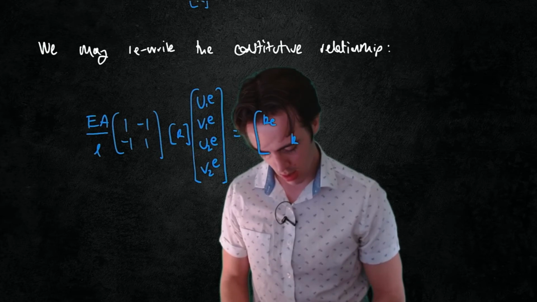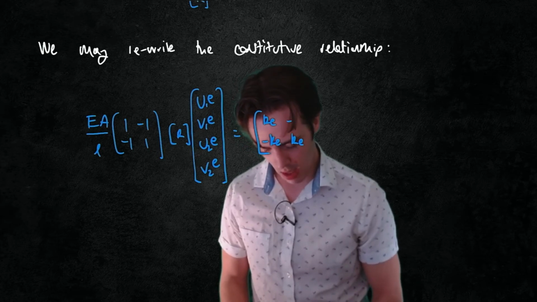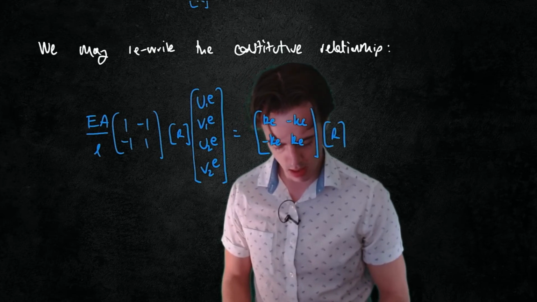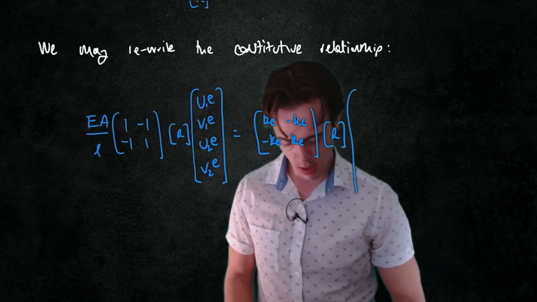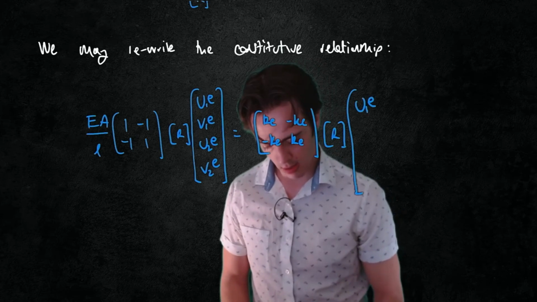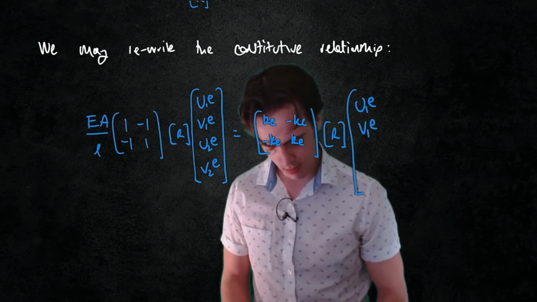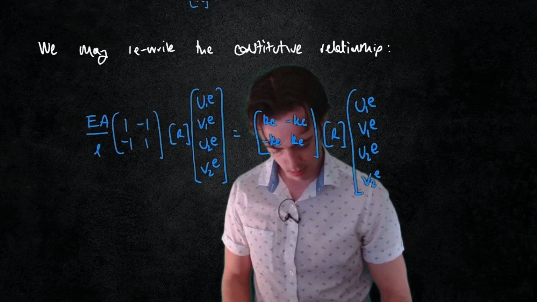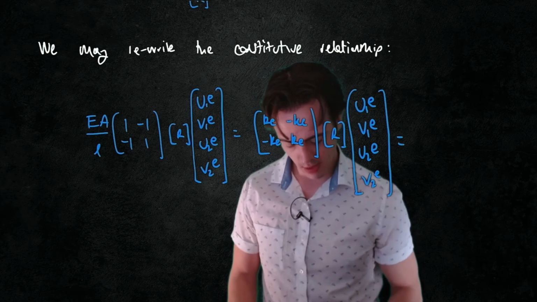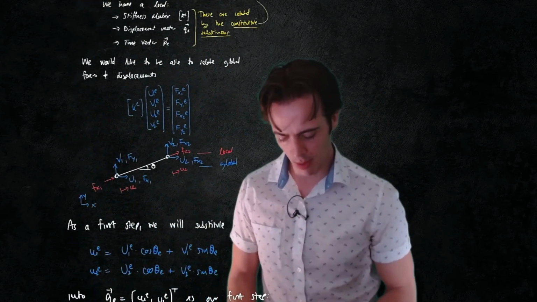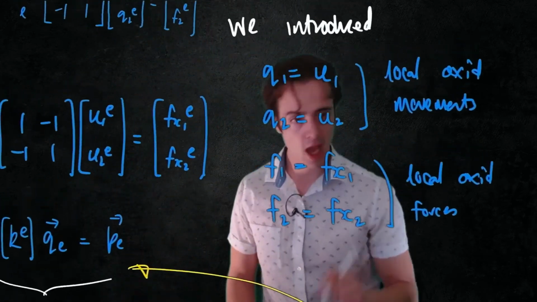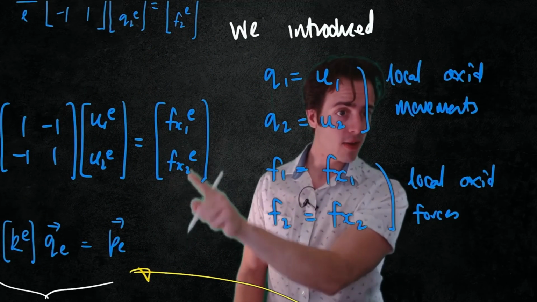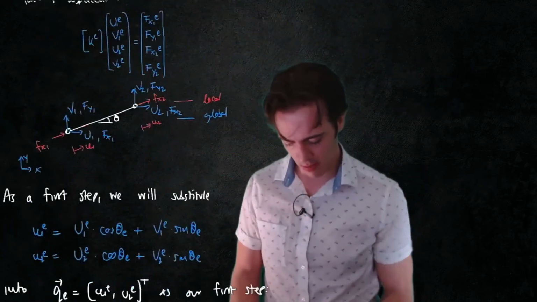So I could then rewrite this as KE, KE minus KE minus KE multiplied by R multiplied by this global vector. And then this would be equal to, what was it equal to up here? It was equal to axial forces, okay, in local coordinates, fx1e and fx2e. So this was still just these local displacements.